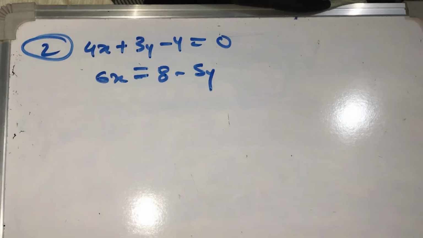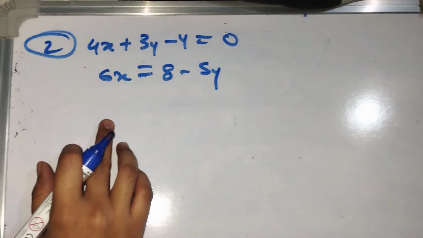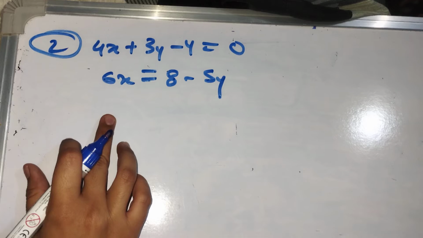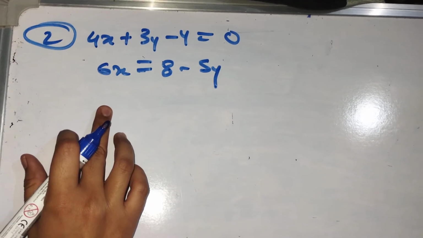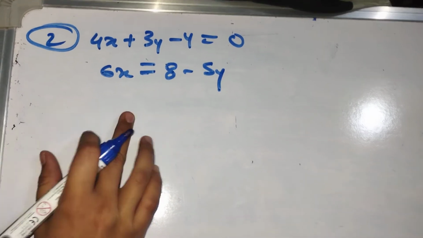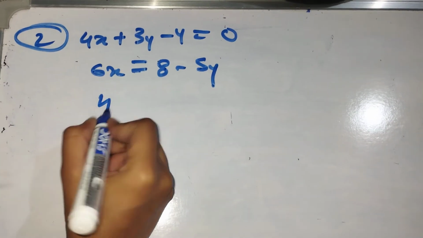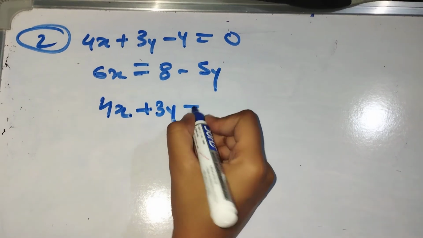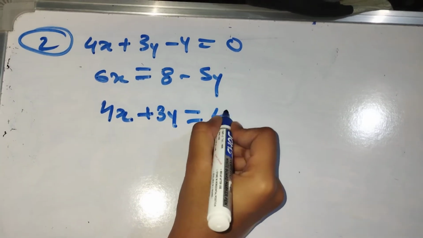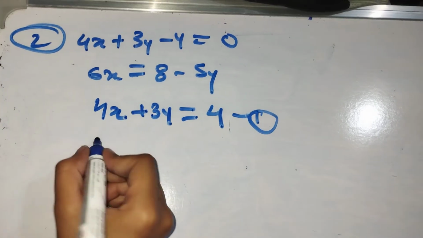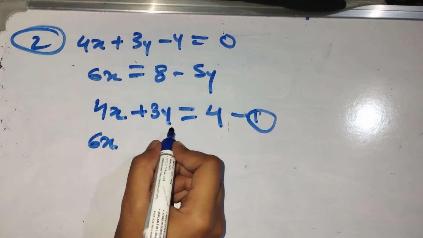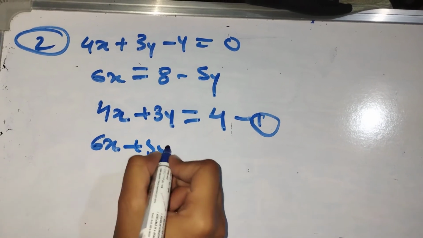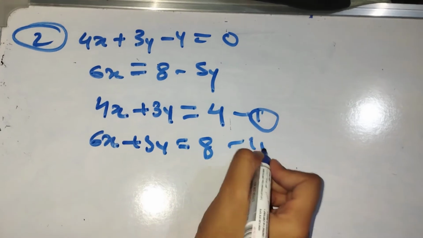So now here is our second question. Make it first in a correct order. So 4x will be this side, 3y will also be this side, and 4 is this side. So this is your first equation. And now 6x will be as it is, minus 5 will come over this side, so it will become plus 5, and 8 is as it is. So this is your second equation.